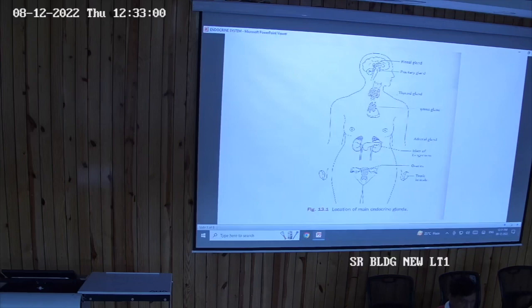So big difference. In gigantism, the growth is before the fusion of the epiphysis, and in acromegaly, the growth is after the fusion of the epiphysis. One is before the fusion of the epiphysis, another is after the fusion of the epiphysis. And in acromegaly, there is enlarged size of the head, hands, feet, not other parts.